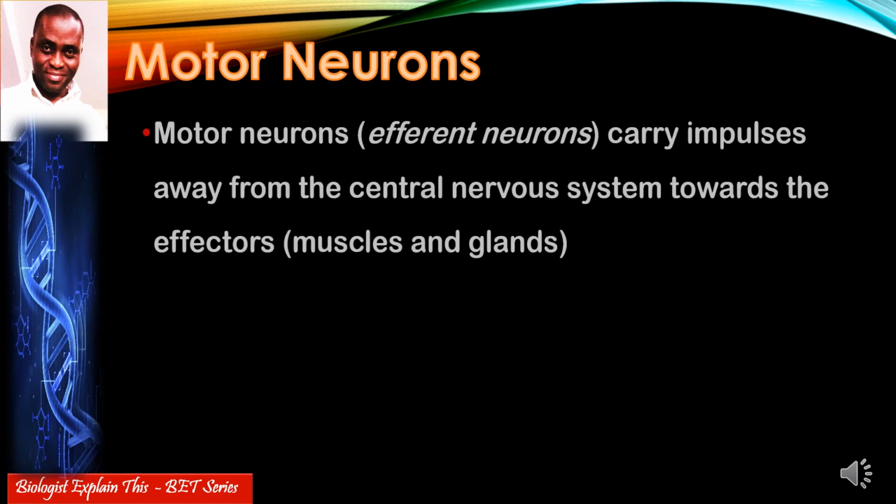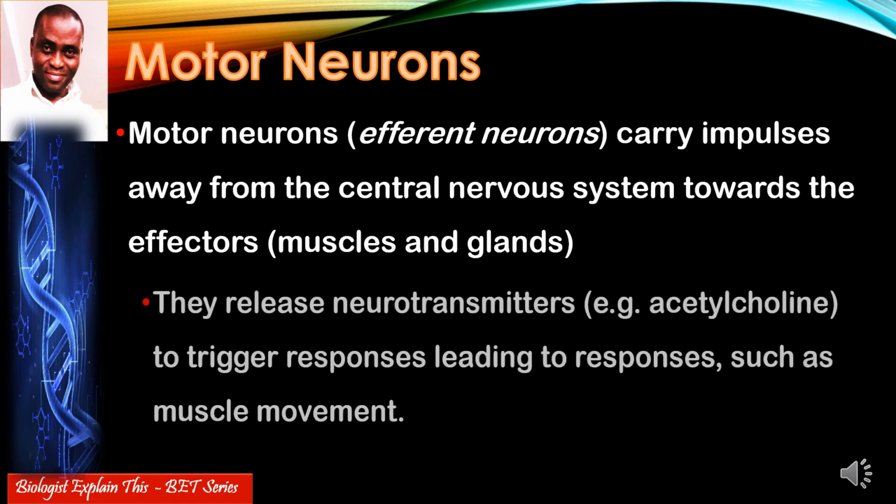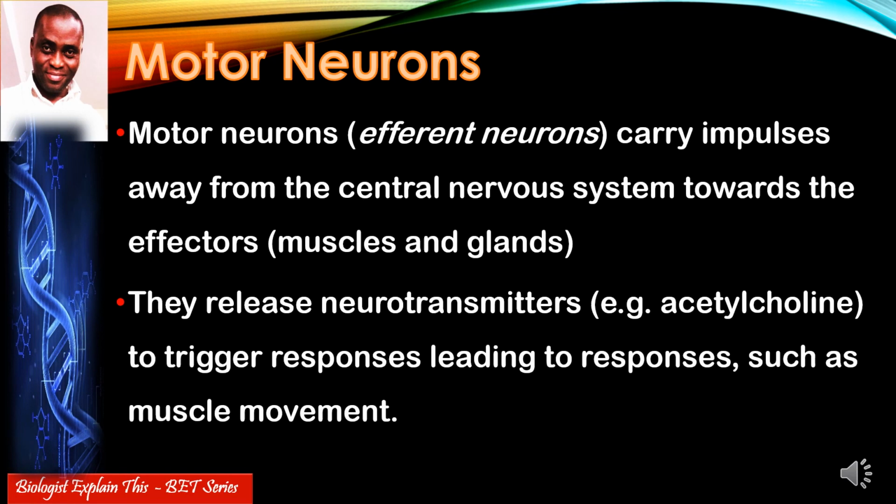Let's turn our attention to motor neurons. We said earlier in previous lessons that motor neurons are also called efferent neurons, as against sensory neurons, which are referred to as afferent neurons. And motor neurons carry impulses from the central nervous system, where we've got the brain and the spinal cord, towards the effectors. Effectors carry out the final response.